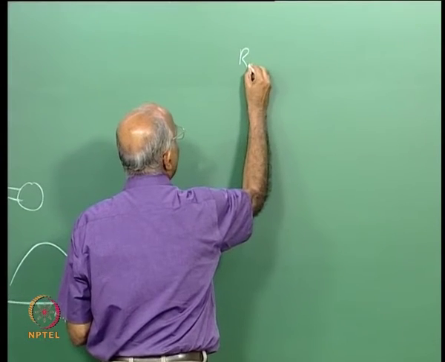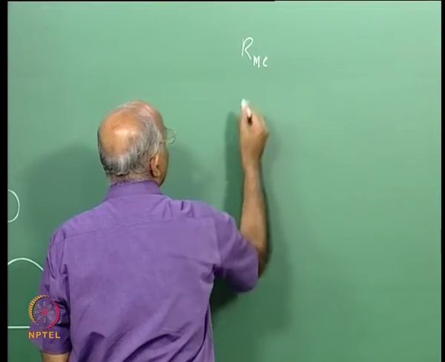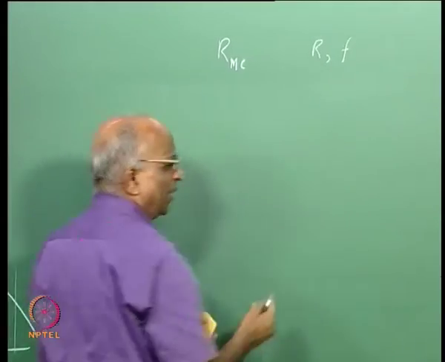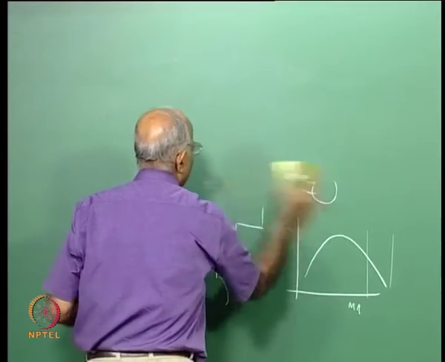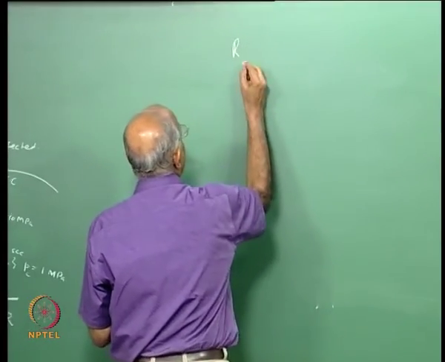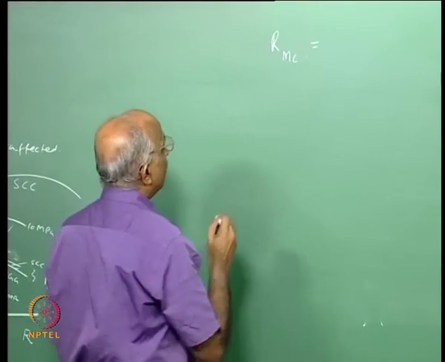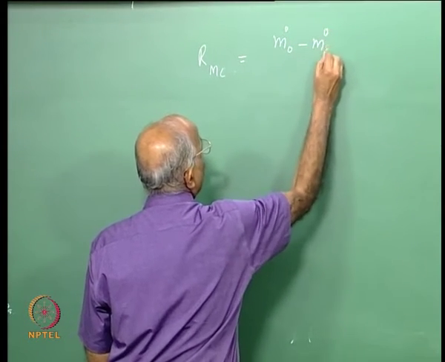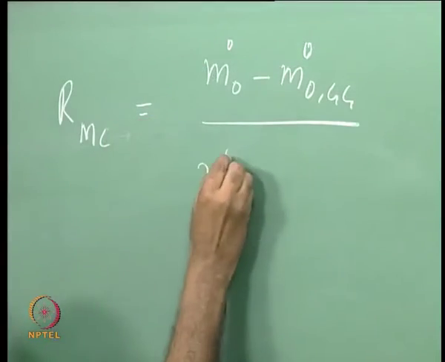What will be the value of the mixture ratio in the main thrust chamber, as a function of R and F? It is quite simple to do. Let us quickly do it on the board. The value of mixture ratio in the main chamber is equal to, let us picture this gas generator in our minds, R_MC is equal to m dot O minus m dot O which has bypassed into the gas generator, which is not available in the main chamber, divided by m dot.